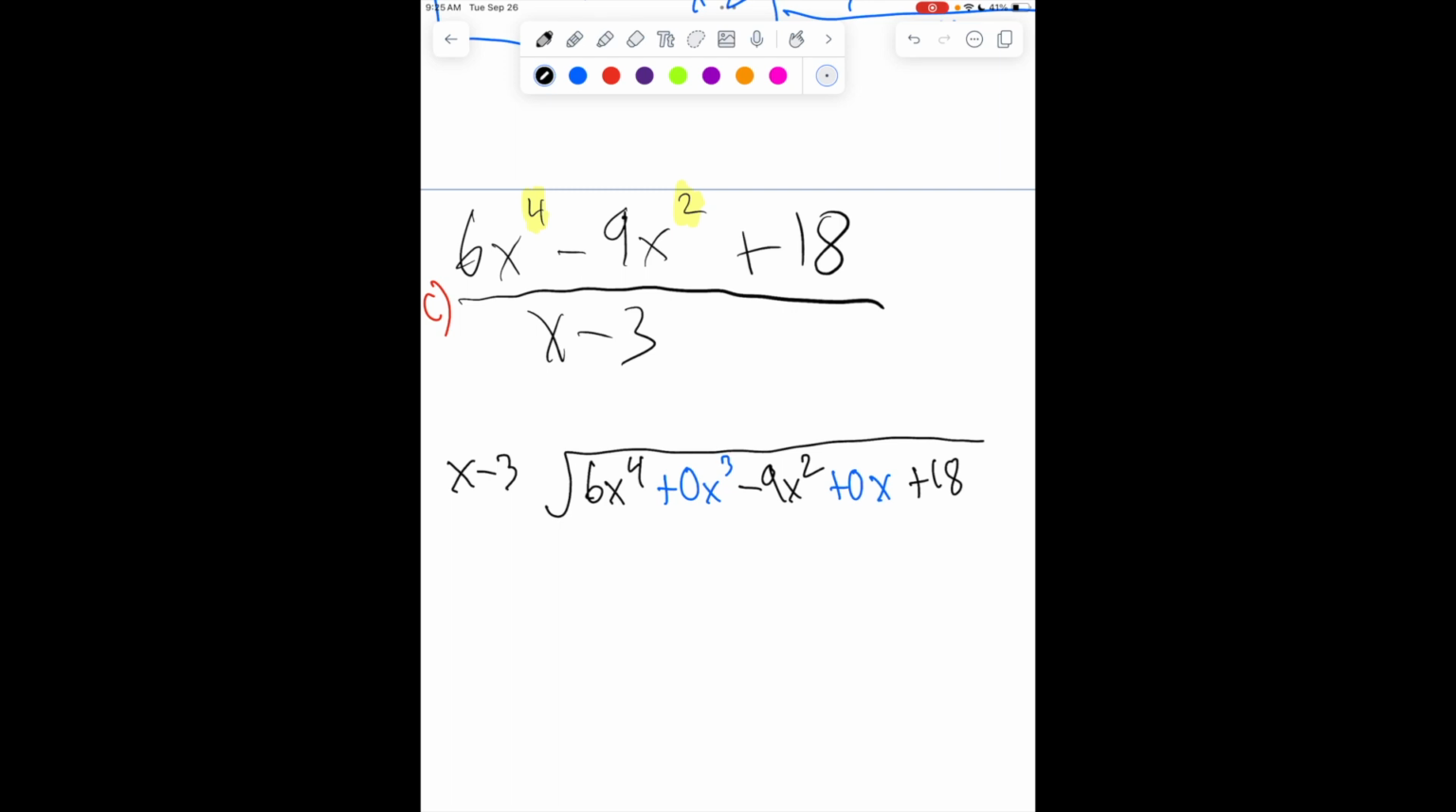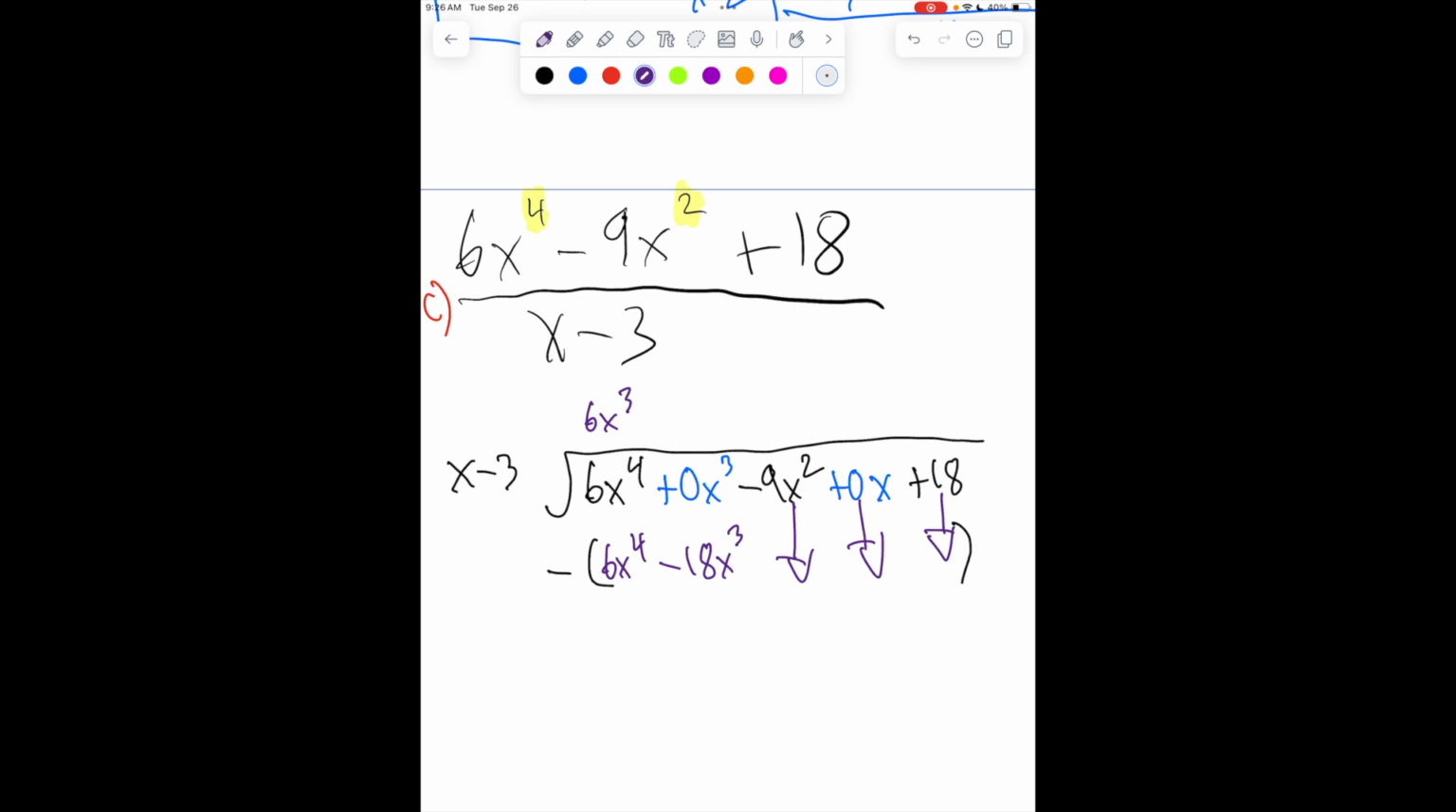So I'm thinking, what x minus 3 times what gives me 6x to the fourth? Well, that's going to be 6x to the third. So as I set it up, I'm going to create my subtraction, my parentheses, and I'm going to say, 6x to the third times x is 6x to the fourth. This is going to give me negative 18x to the third. And then again, I would bring all these down. I'm going to kind of do it step by step. You'll see what I mean.